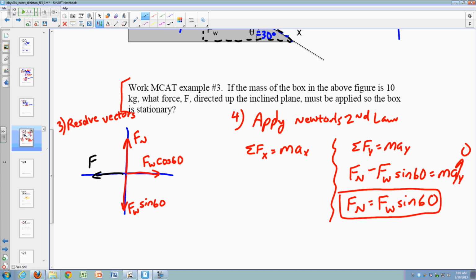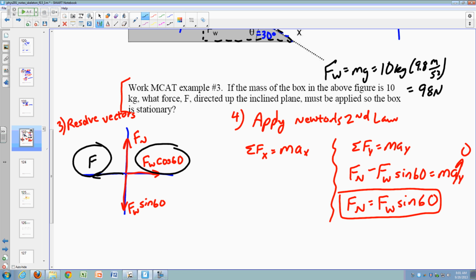98. Right, 98 newtons. 10 times 9.8 is the weight. So my weight of the block is mg, 10 times 9.8, 98 newtons. Now, I know that for it to be stationary, these two forces have to be equal and opposite. If I were to write this in terms of Newton's second law, I'd say Fw cosine 60 minus F equals 0. And so F, which is what I want to know, equals Fw cosine 60.